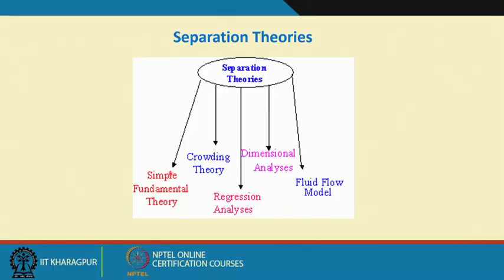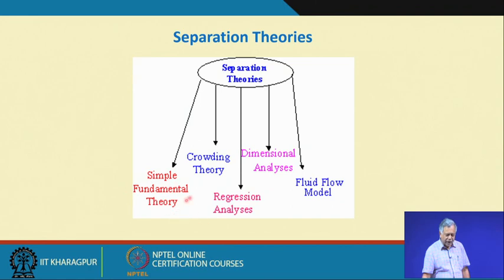One is the simple fundamental theory, based on analytical approaches. Another is called crowding theory. Another is based on dimensional analysis. Another, more recent, is the fluid mechanics based approach, that is, fluid flow models based on CFD approaches, solving the equations of motion in a fluid medium. And the last is regression analysis, that is, input output correlation based on observed patterns of data.